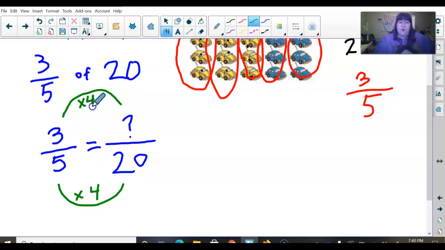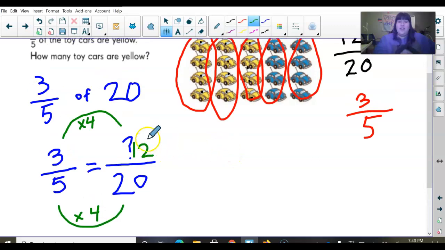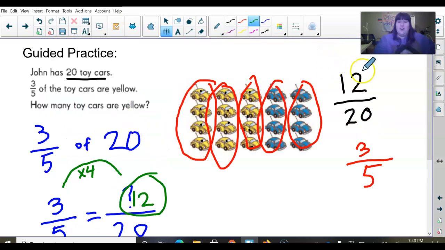And 3 times 4 equals 12. 3/5 equals 12/20. Our answer is right here. How many toy cars were yellow? 12. Let's try that strategy a few more times.